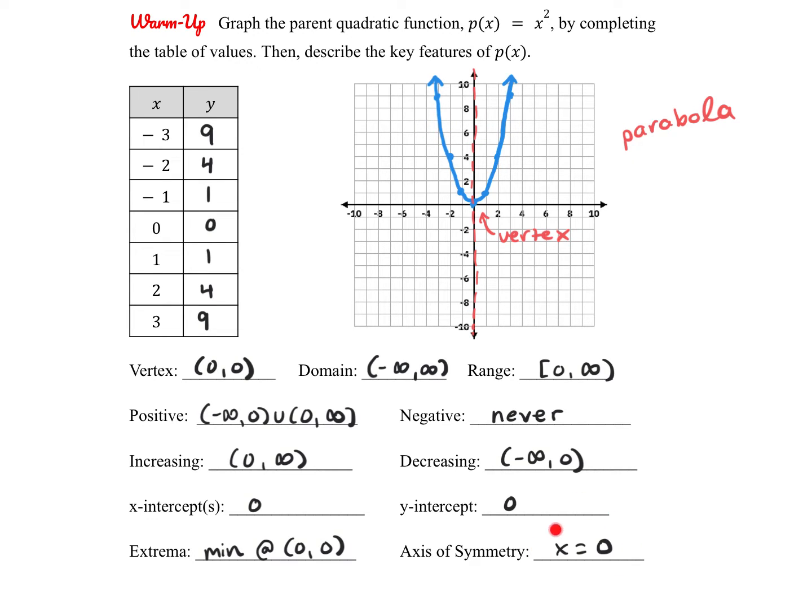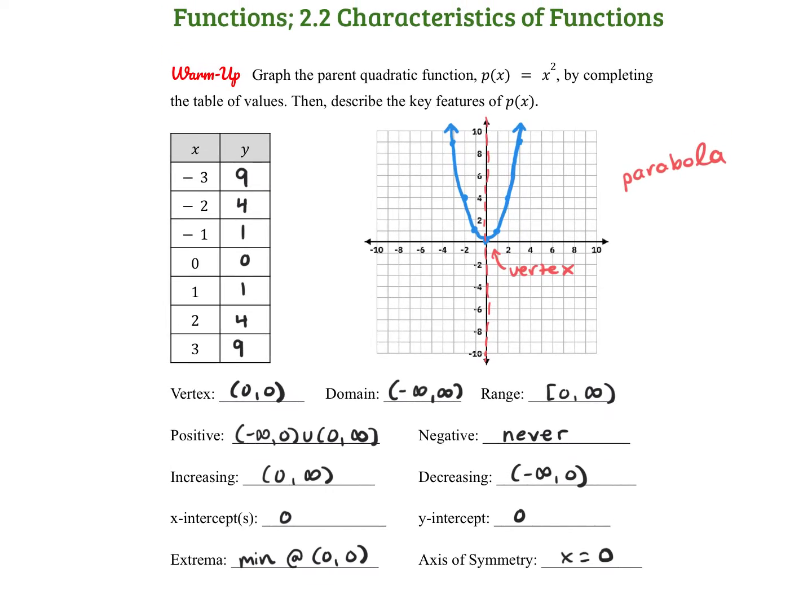So this axis of symmetry can be really useful for us because if we know some points to the right of our graph, we can simply reflect them over our axis onto the left. And please note that that axis of symmetry will always go through your vertex. So it's essentially going to be the x value of our vertex.